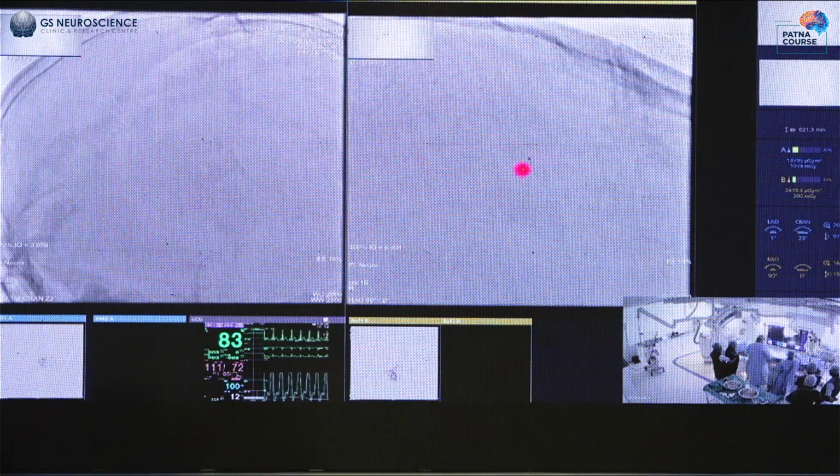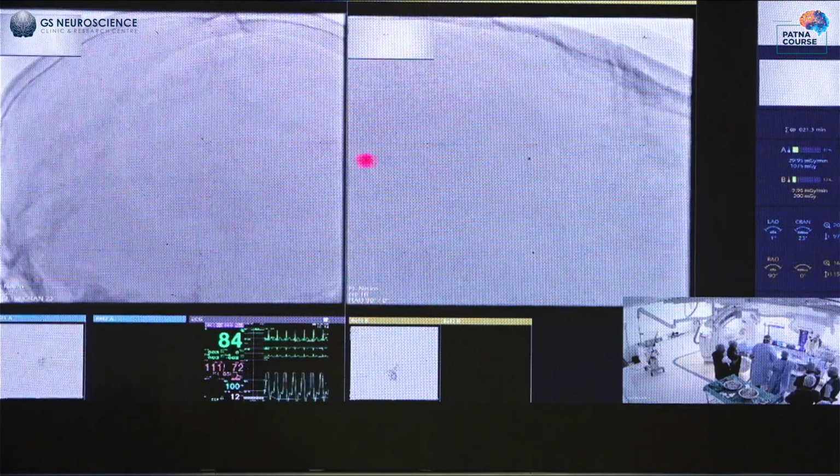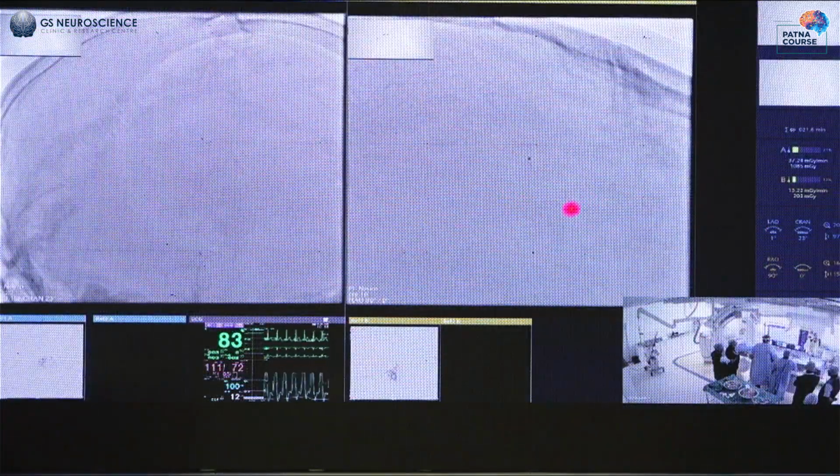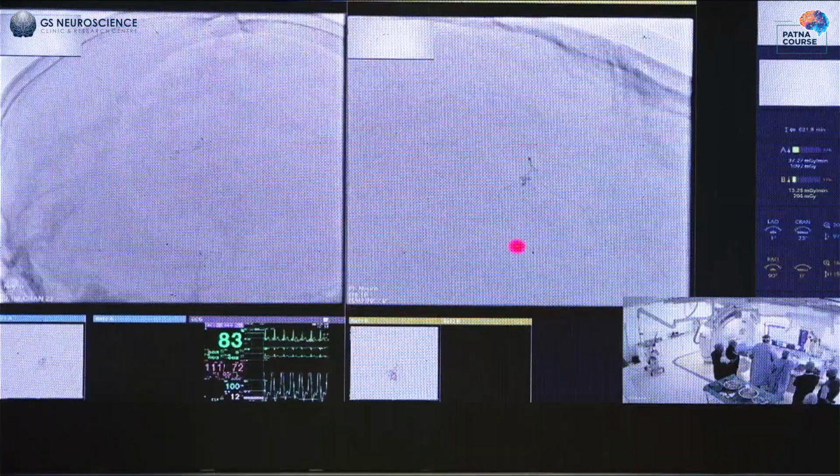Now this is a wedge position. So from a wedge position when we are injecting, you will see that we will be able to make a very, very long injection. So now the glue injection has started, probably. We will see the glue coming out. We should see the glue coming out from there. We're being very slow, very deliberate, very, very gentle. Yeah, that's the glue coming out now.